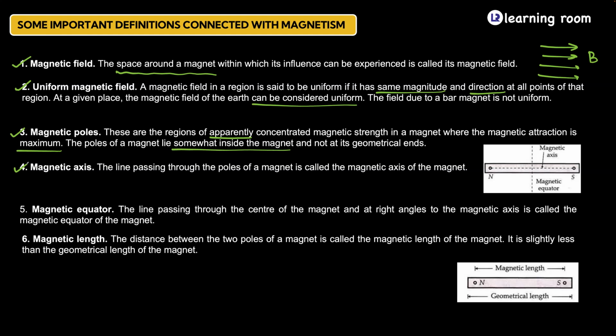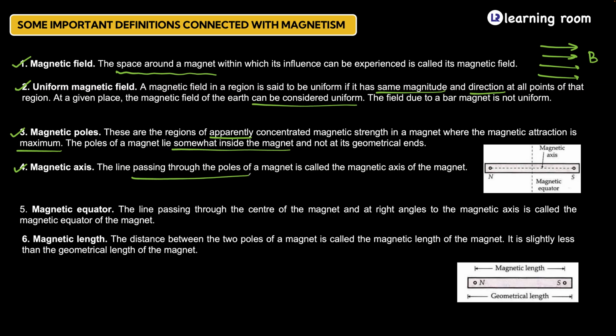If I hold a bar magnet like this, I can imagine a line which is passing through the poles itself, or I can imagine a line which is perpendicular to it. This also can be called an axis, because this can be the axis of rotation. If I put this magnet into rotation, I can say it is rotating about this axis. But here, what are they trying to say by magnetic axis? Which line are we supposed to consider? It is that line which is passing through the poles of the magnet. So the line that is passing through the poles of a magnet is what is called the magnetic axis.